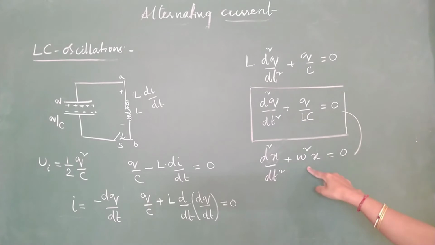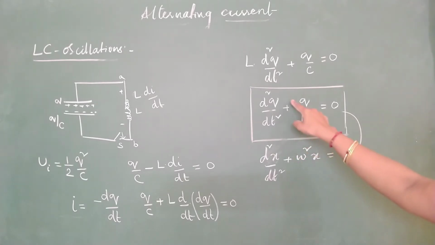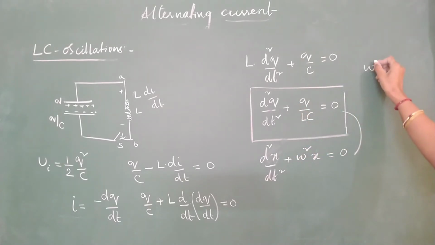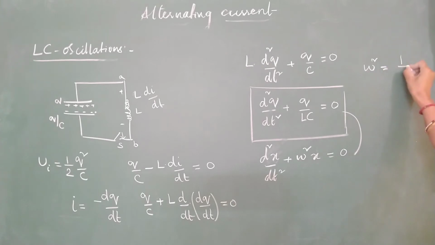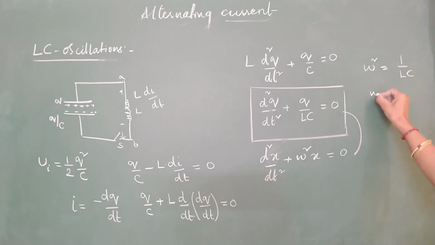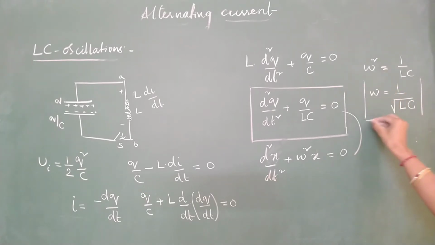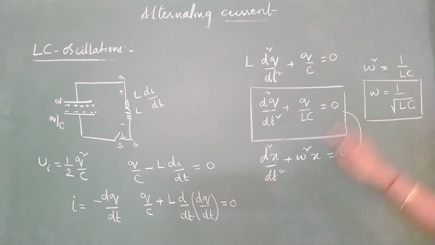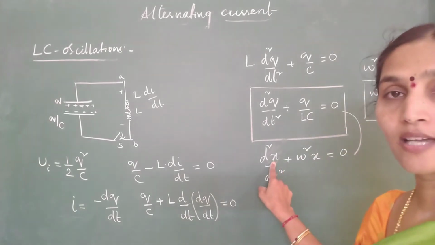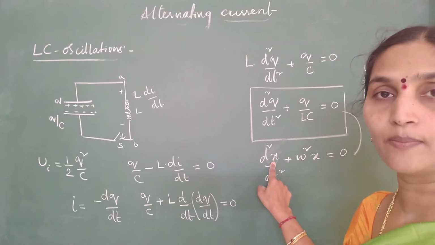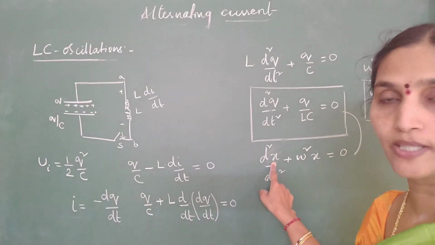Okay, now I will write the frequency of oscillations. By comparing these two relations, in the place of omega square we have 1 by LC. Omega square is equal to 1 by LC. So what is the frequency of the oscillations? 1 by square root of L into C. And we know the solution of this simple harmonic differential equation: x is equal to a sin omega t or a cos omega t plus or minus phi. Okay, hope you remember this.